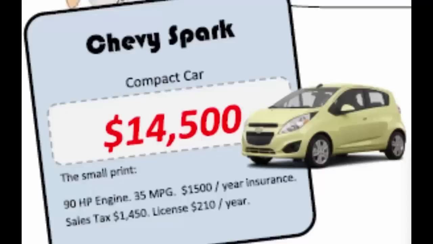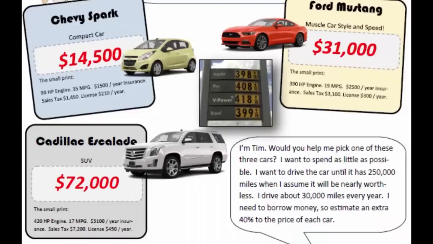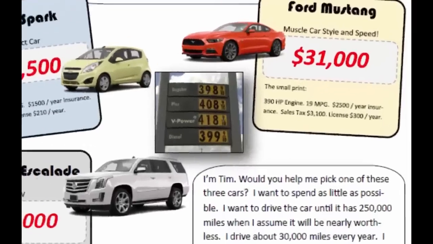First of all, she has in mind the Chevy Spark. It's a small engine that gets good gas mileage. She has to pay $1,500 a year in insurance. The initial cost for taxes is $1,450, and every year she spends $210 for a license. Compare the other cars. They have higher numbers for each of those.